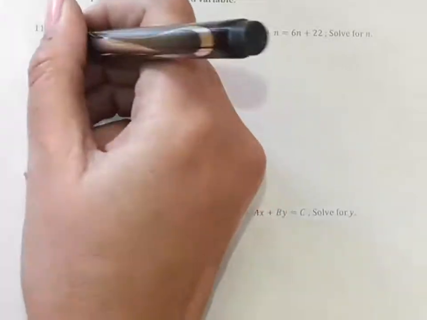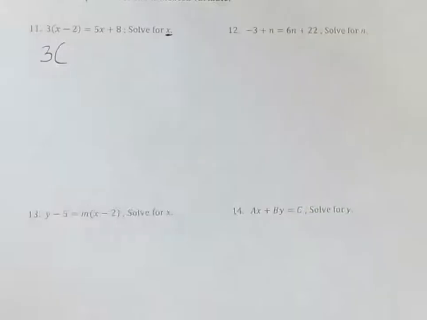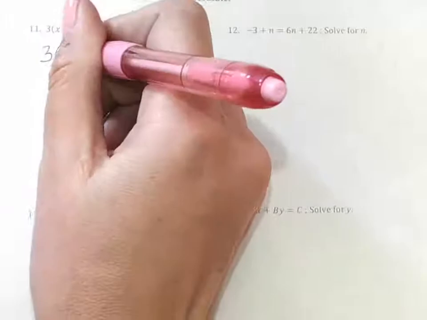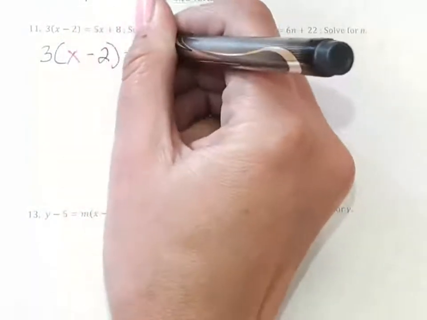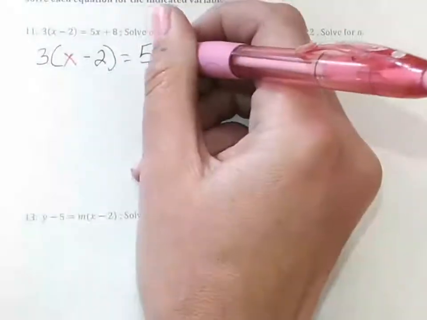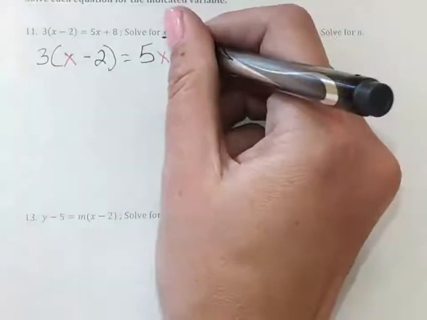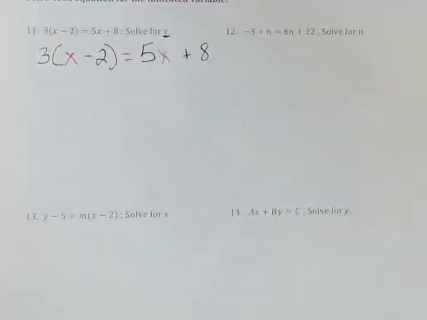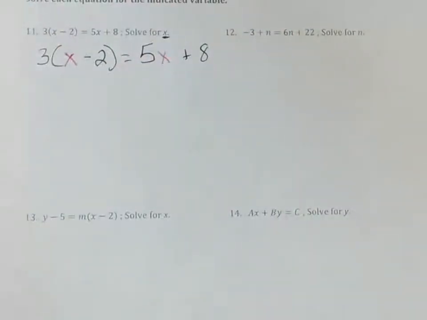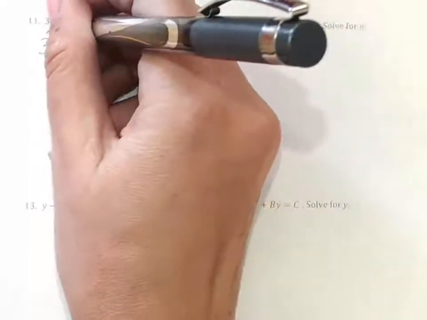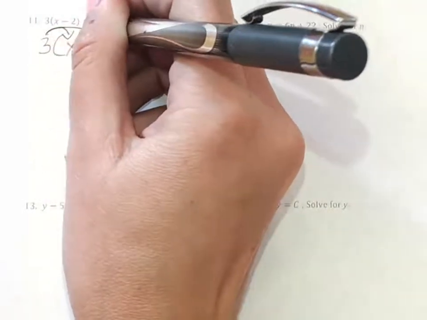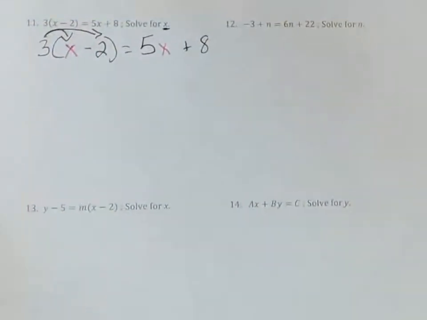So 3(x minus 2) equals 5x plus 8. Okay, we're solving for x. So I just rewrote it and I made my x's be pink. Okay, the first thing I'm going to do is I'm going to distribute, so that I can get rid of my parentheses.